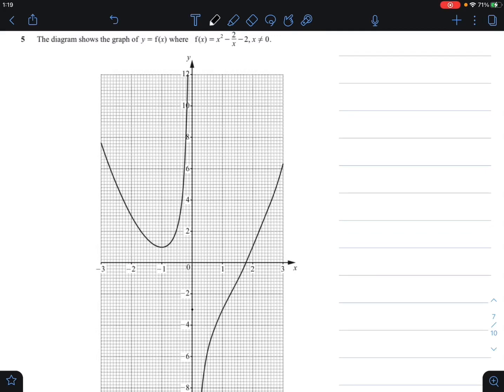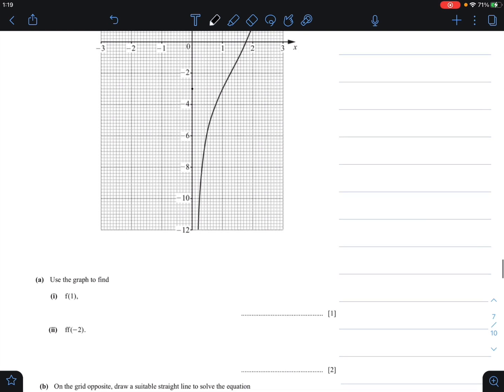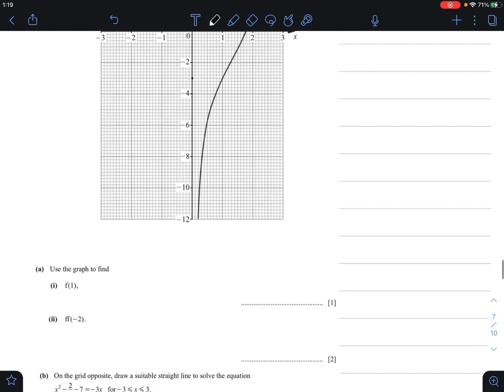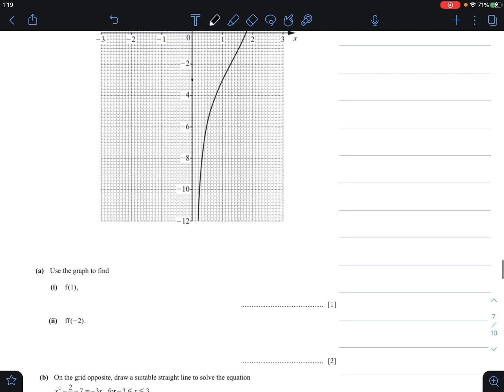Welcome to ANS Solver question 5 of this paper. So, for part A of this question, they are asking us to substitute x as various values and to use the graph to find the values.